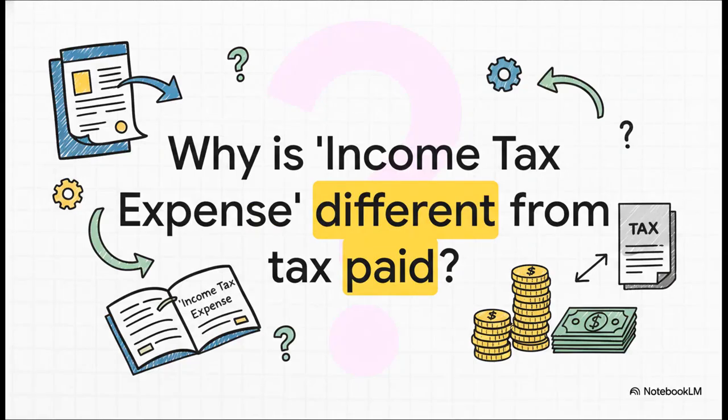Yeah, you're scanning an income statement and you see that line item, income tax expense, and you think, okay, simple enough. That's what they paid in taxes. But then you flip over to the cash flow statement, and the actual cash that went to the government is a totally different number. It makes you wonder, right? Is this a typo, or is this some kind of shady accounting trick?